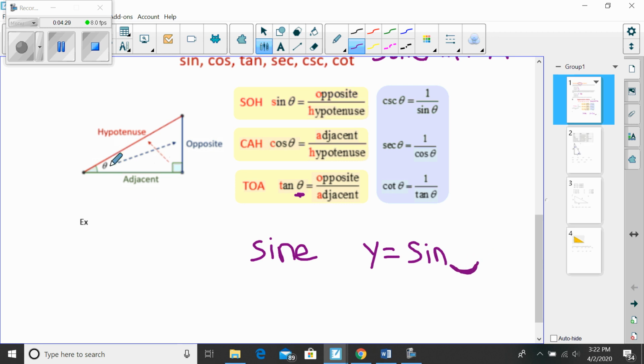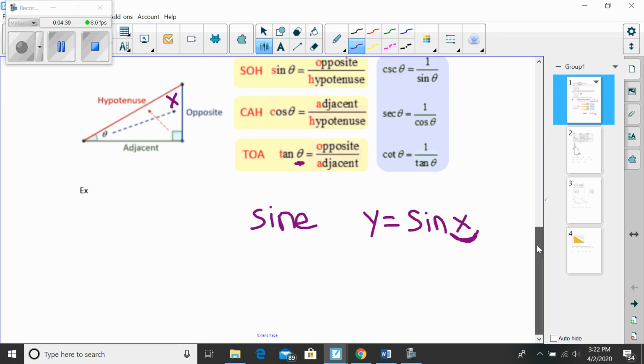I might name the angle theta, that's very common. I might name the angle x, so I could have y equals sine x. Other common names for angles, we use the Greek letters. I'm going to be using those later in this segment, alpha and beta. Those are common choices for representing angles.